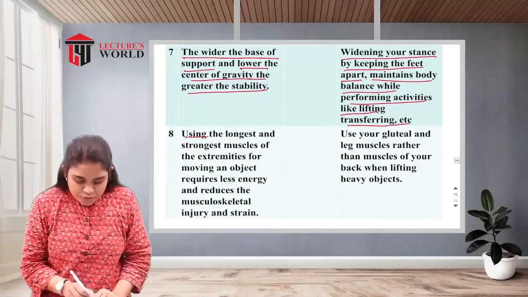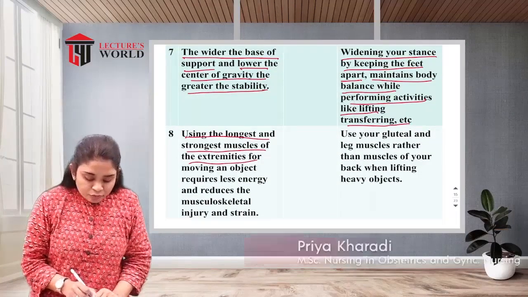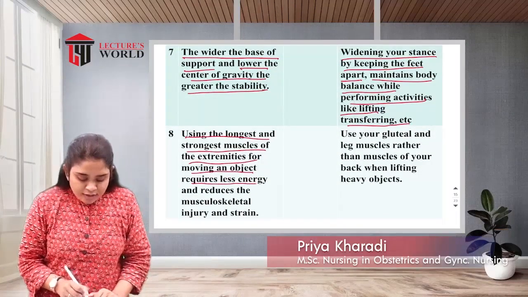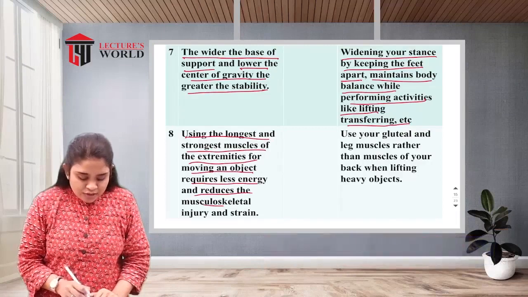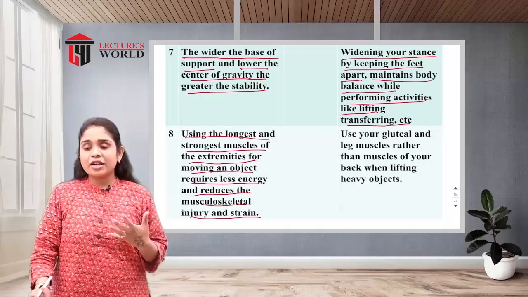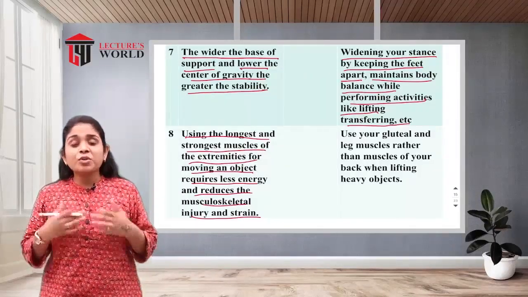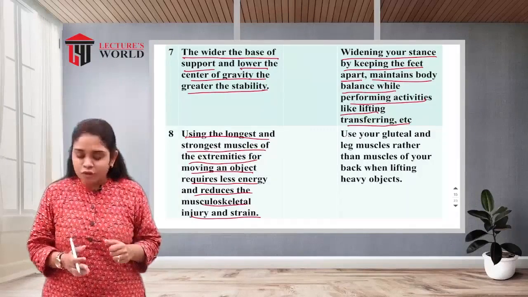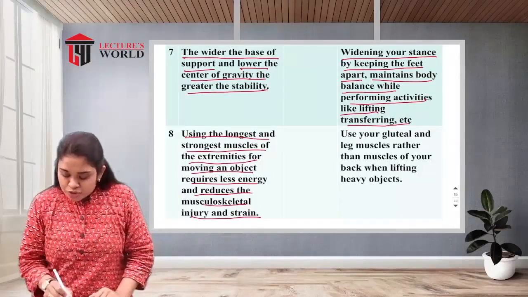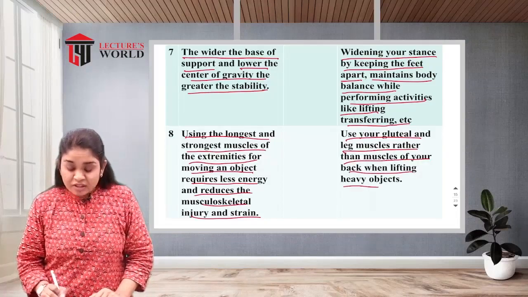Then after, using the longest and the strongest muscle of the extremities for moving an object requires less energy and reduces the musculoskeletal injury and the strain. So when you are transferring something very long or very heavy, make sure you are using the muscle which is correct for them. Okay, so use your gluteal and the leg muscle rather than the muscles of the back when lifting the heavy object.